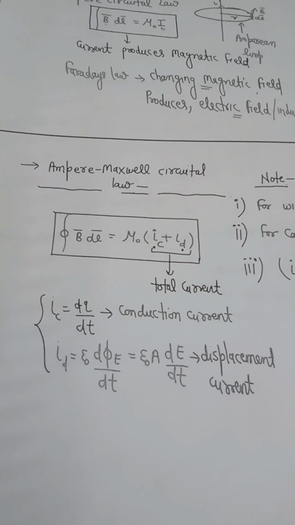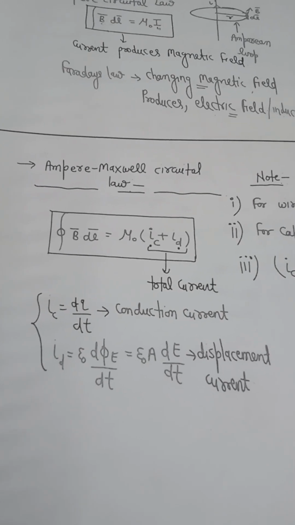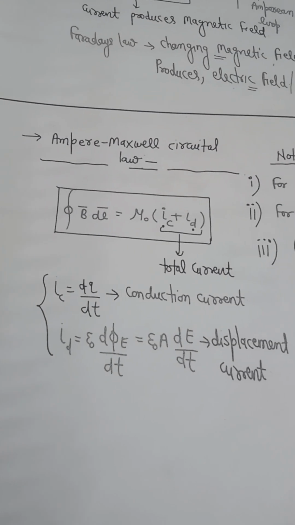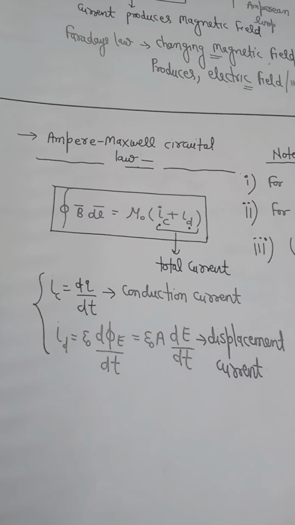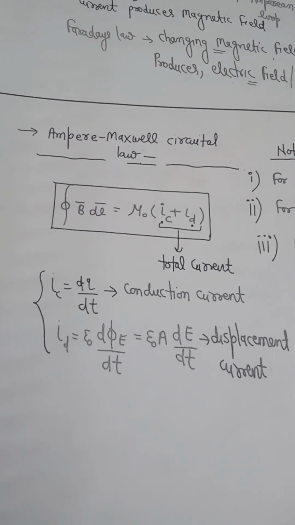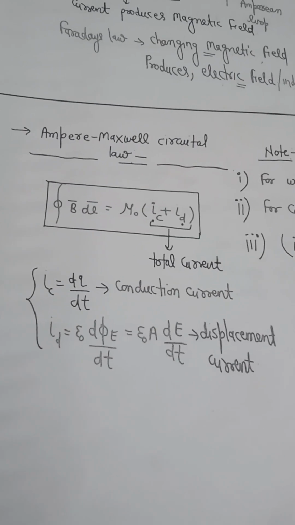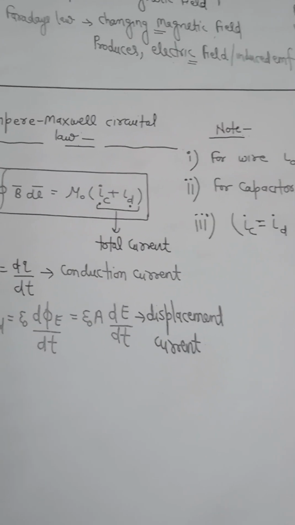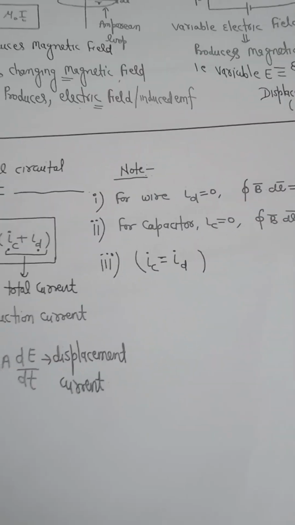integral B dot dl is equal to mu naught (Ic plus Id). This is the total current. Here Ic is equal to dq upon dt, that is the conduction current, and Id is equal to epsilon naught d phi upon dt, that is equal to epsilon naught A dE upon dt, that is the displacement current.